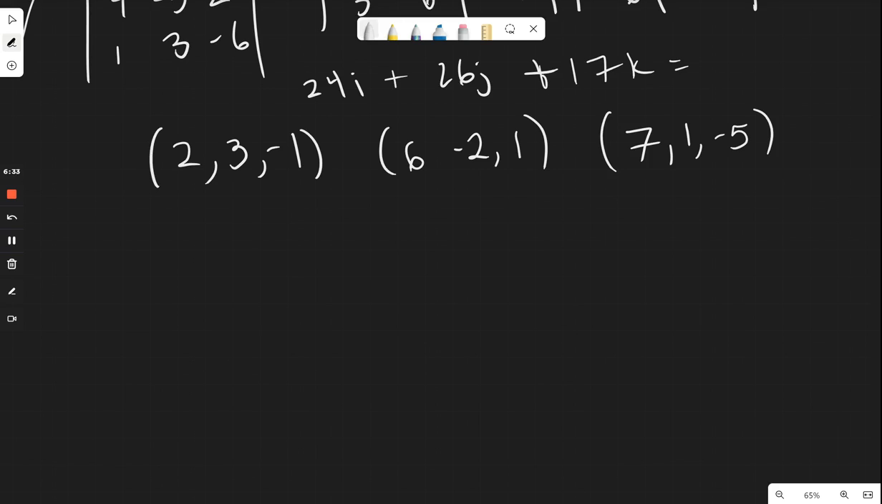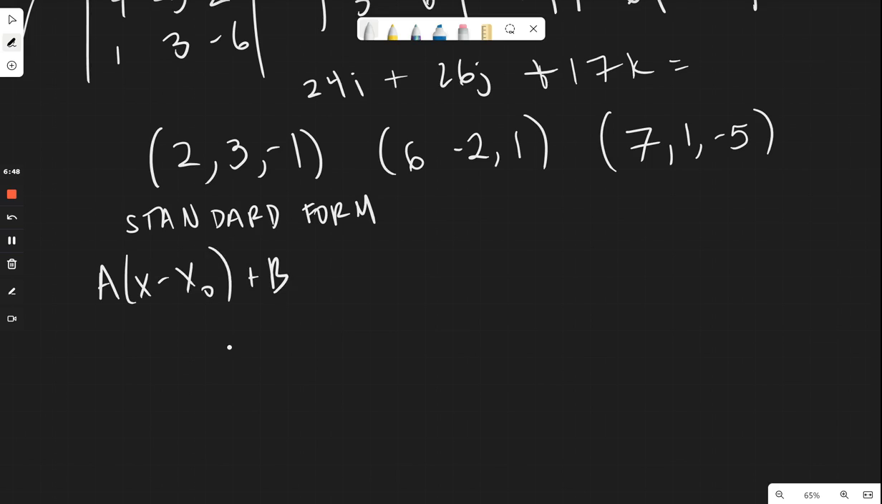So the standard form, I never remember this equation, but I looked it up just for you. The standard form of a plane is something like a times x minus x naught, where x naught is just a point on the plane, plus b times y minus y naught, plus c times z minus z naught equals 0. Okay, that's your standard form.